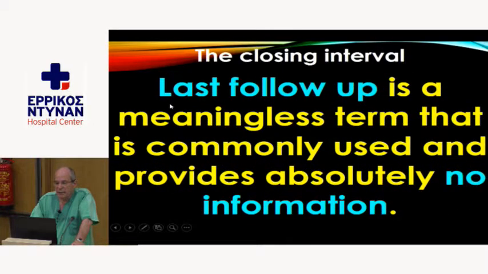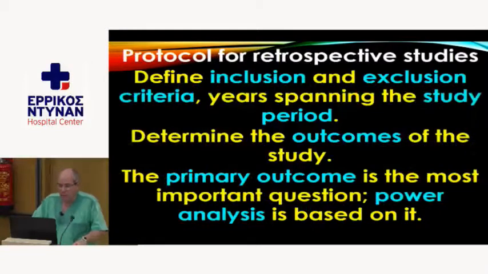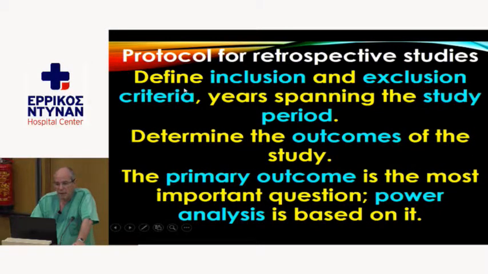When you write "at the last follow-up", this is a meaningless term, and unfortunately it is commonly used, but it doesn't give any information, because you must say the end of the follow-up was June 2018, or June 2015 for a retrospective study. In retrospective studies, you must define inclusion and exclusion criteria and the years spanning the study period. I want to evaluate from 2000 to 2010, but you must state what you want to do. Determine the outcomes of the study, and the primary outcome, that could be, for instance, death or life, is the most important question, as power analysis is based on it.